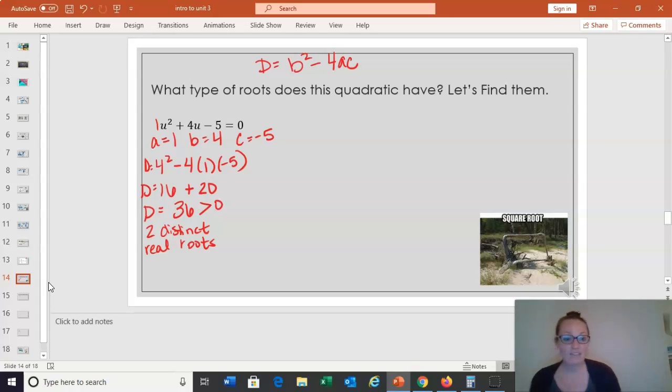You could also just graph this and take a peek at the graph. What does it look like? And if it's crossing that x-axis twice, then you know the discriminant is going to be bigger than 0. And you know there are 2 real roots. So they kind of go hand in hand, the visual and the algebraic. So it says to find them.